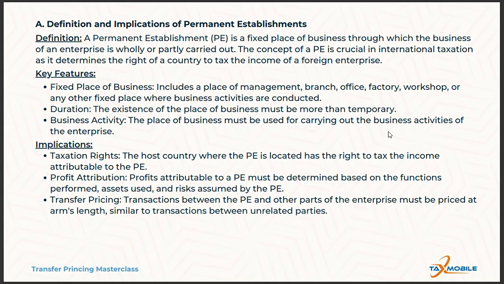Now that we understand the basic features of a permanent establishment, let us examine the implications of identifying a permanent establishment in a foreign jurisdiction. One is taxation rights. Once a PE is identified, the host country has the right to tax the income generated by the activities carried out through the permanent establishment. This means that profits derived from the business activities performed by the permanent establishment are subject to local taxation in the host country.